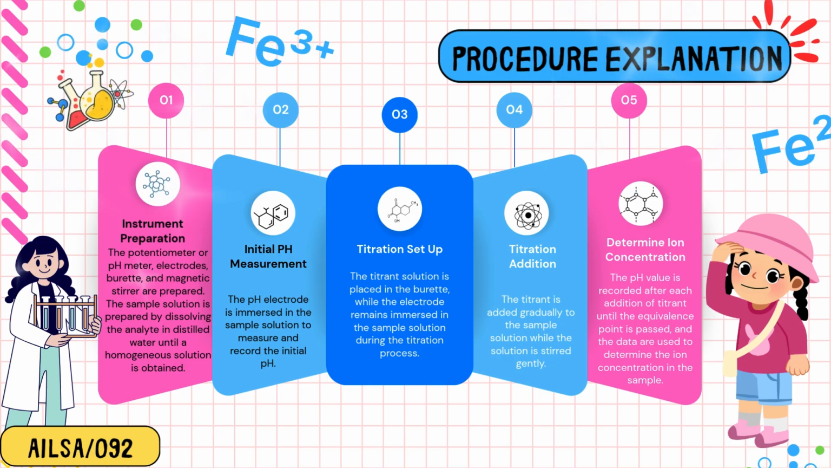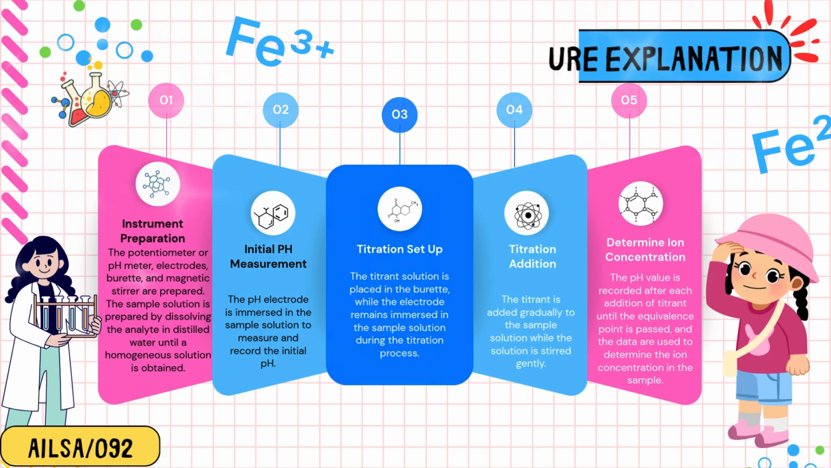For step 4, titration addition. After that, the titrant is added gradually as the solution is continuously stirred to ensure uniform mixing. For step 5, determination of the concentration. Finally, the pH value is recorded after each addition of titrant until the equivalence point is reached, and the data is used to determine the concentration of the sample.